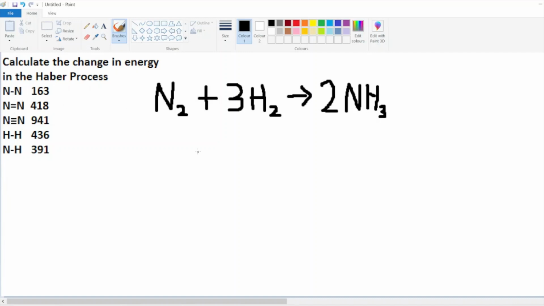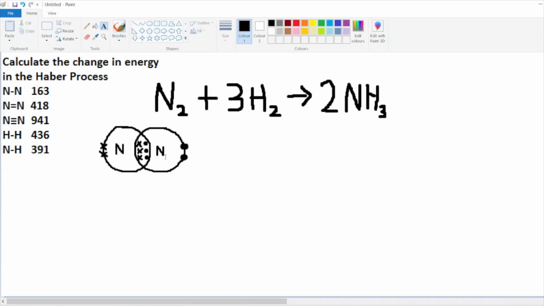So what we're going to have to do is go back to something we did in the second video, which is to draw out the covalent bonding dot and cross diagrams for each, and then figure out which bonds we have, and then we can calculate it.